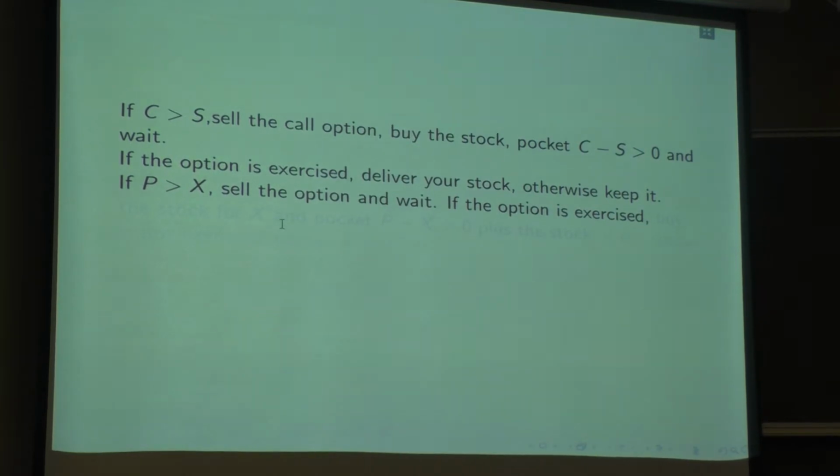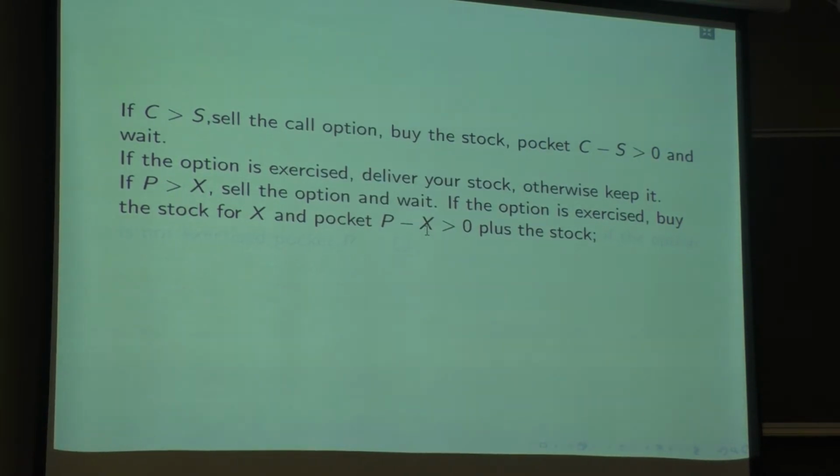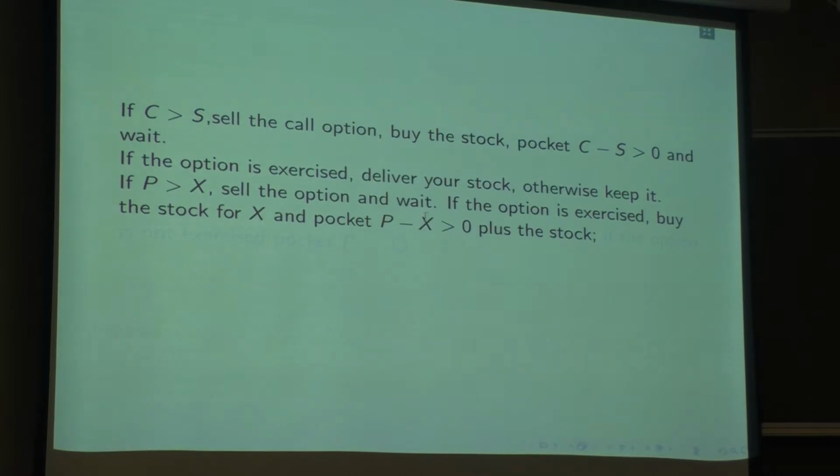So you buy this underlying asset for X, and where do you get your X from? Well, you started by selling the American put for more than X. So now after you buy the stock for X, you're left with P minus X, which by our assumption is positive. So you put this positive amount of money and you end up with a certain profit. We end up with this difference plus the stock we just bought.